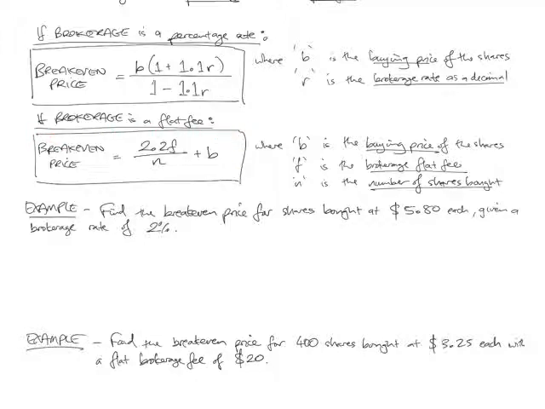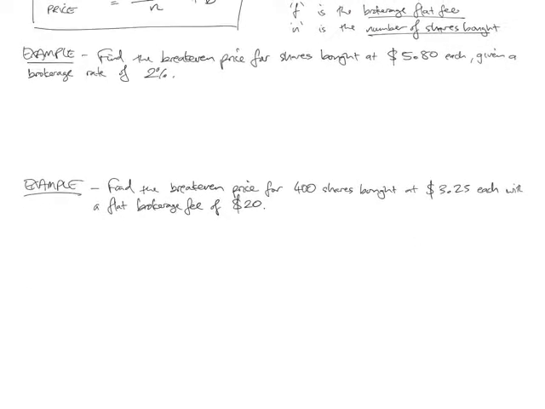If the brokerage is given as a flat fee, which it can be, you're going to use this formula. It's a bit simpler. The break-even price is going to be 2.2 times F divided by N, and then once you work that out, you add B. So what do these variables stand for? B is the buying price of the shares, F is the brokerage flat fee that you're given in the question, and N is the number of shares bought. So for this one you need to know one other piece of information: the number of shares bought, whereas previously you only needed the brokerage and the buying price. Here you need to know those two and the number of shares bought. So let's see these two in action.